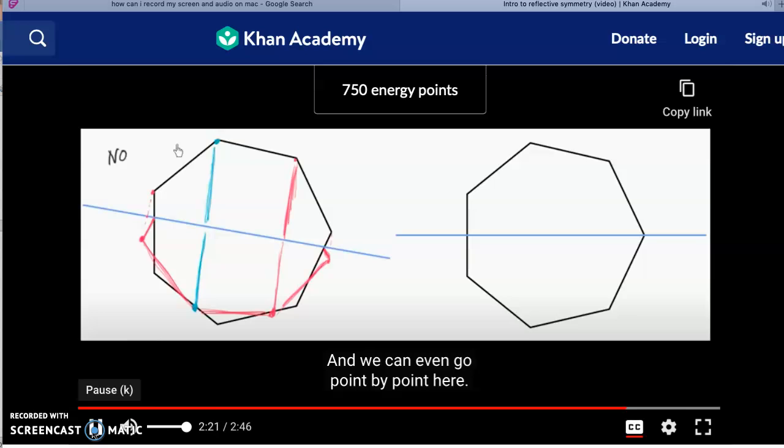And we can even go point by point here. So this point right over here is the same distance from, if we dropped a perpendicular to this point, as this one right over here. This one over here, same distance as this point right over here, and we could do that for all of the points. So in this case, the blue line does represent an axis of symmetry.